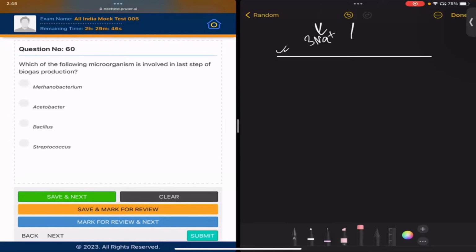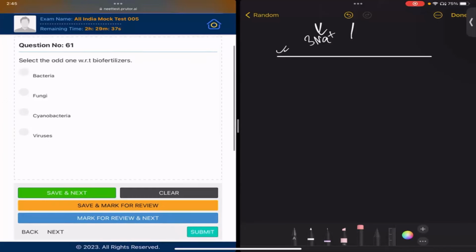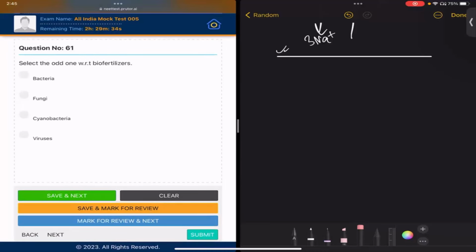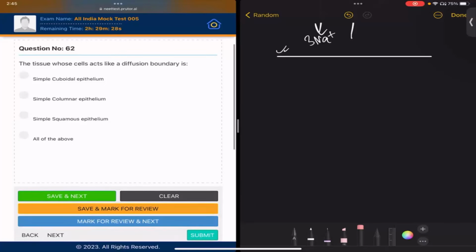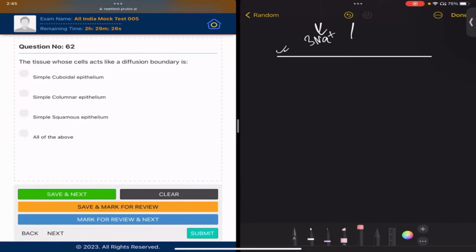Last step of biogas production. Okay. Methanobacterium. Select the odd one with respect to biofertilizers. Odd one कौन है? Viruses नहीं use होते हैं obviously. The tissue whose cells act like diffusion boundary. जो सबसे पतले होंगे, simple squamous. Plasmids are extra chromosomal genetic material found in bacteria.